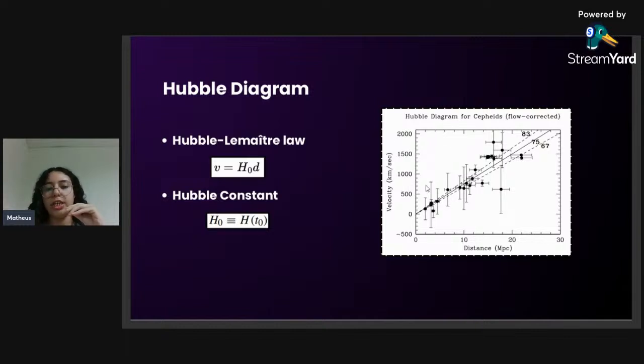Here on the side, we have the Hubble diagram. For each point here we have a galaxy, and on this side we have the velocities, and on this side we have the distance. You can see that we have a linear relation between the velocity and the distance. Here we have three straight lines, which are a prediction that we can make with the Hubble law.